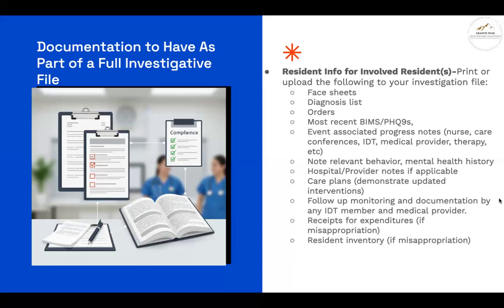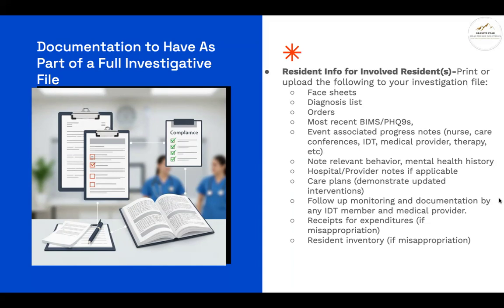Oftentimes, buildings will have nursing follow-up in terms of like 72-hour monitoring. If that is the case, love that. Print that document and keep it as part of your investigative file. Here's the reason why. If you ever have to go to court or you have to hand over this file to a surveyor, you want to not have to look for all of this information after the fact. You want to show that you did a very thorough investigation beforehand.